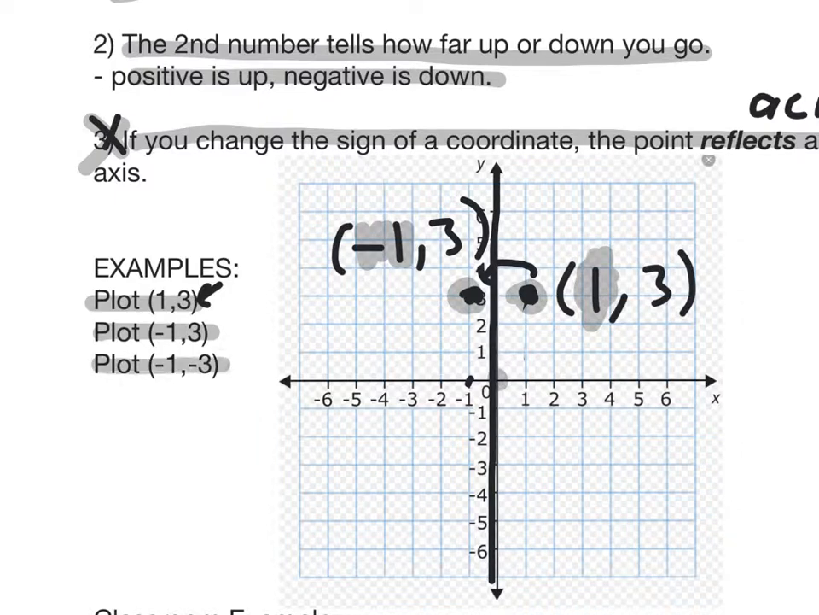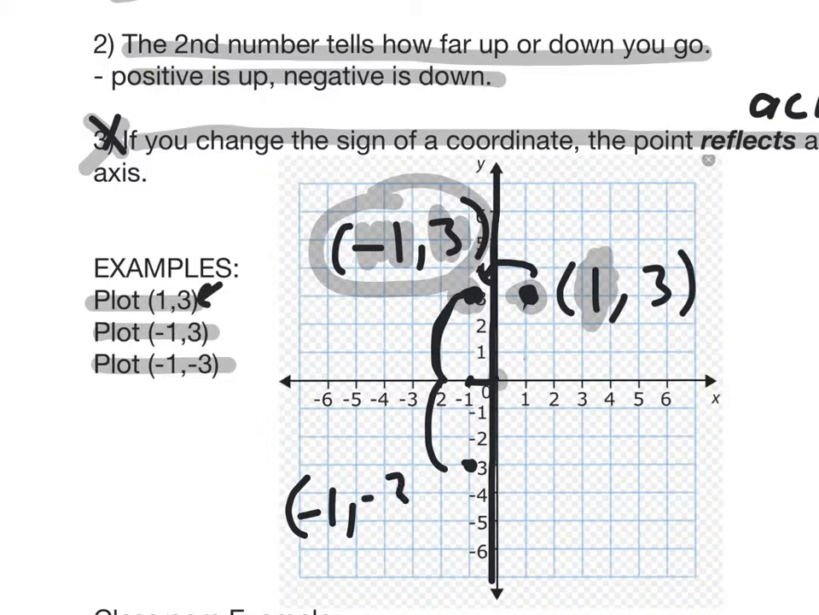So when we go to plot the last point, (-1, -3), that's the same as this point, except the 3 changes. So that means it's going to reflect across an axis. Just the sign change. It's the same digits, just the signs are different. So for (-1, -3), you'd start at the origin, go to -1, then down 3, because the second number is negative. So that's a reflection across the x-axis. The point goes across the x-axis the same distance and lands at (-1, -3). Okay?